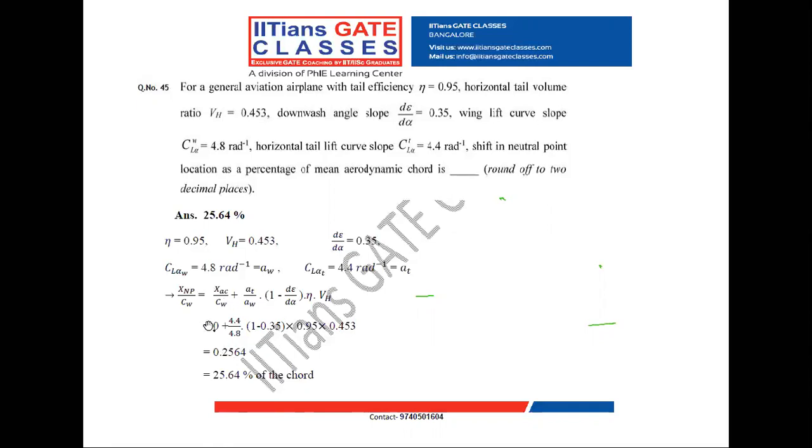Since we are calculating the shift in the neutral point location from the aerodynamic center, we can substitute XAC by C as 0. So we'll be getting the shift in neutral point as 25.64% of the chord of the wing.